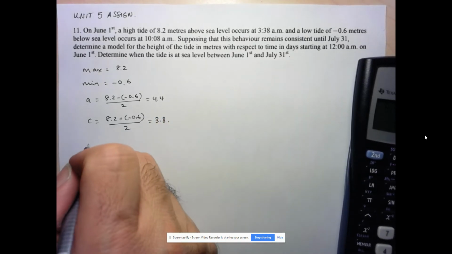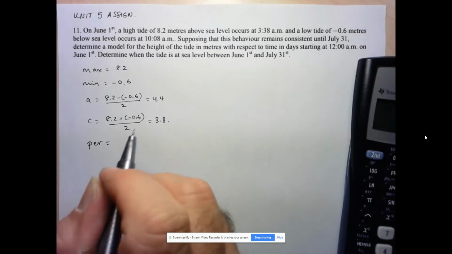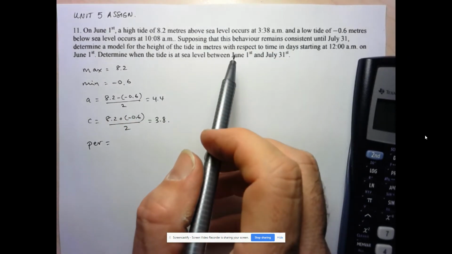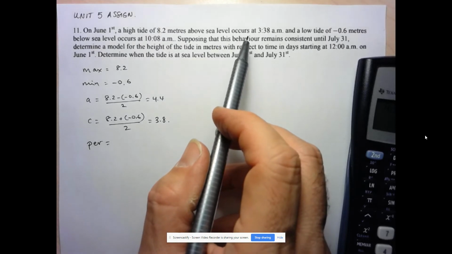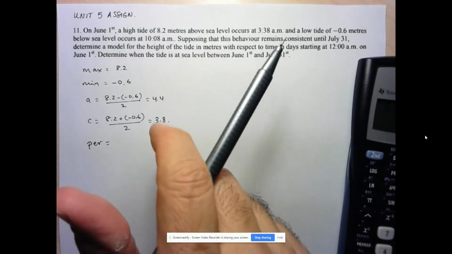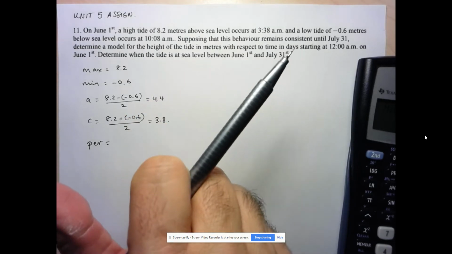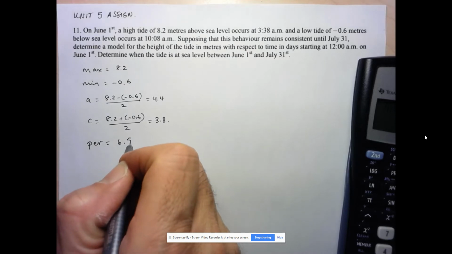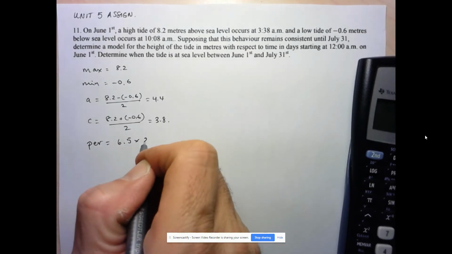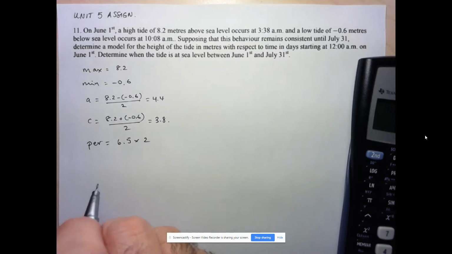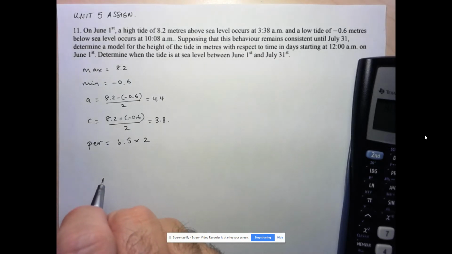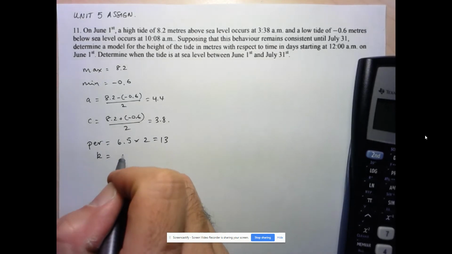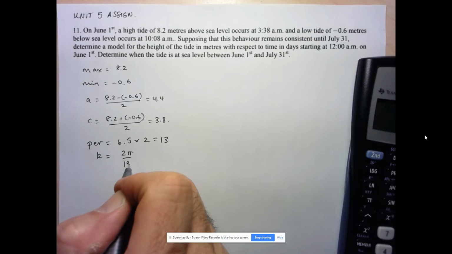All right, so let's determine the period here. Remember, what we're given is from the max to the min, so that just represents half a period. So 3:38 to 10:08, so 3, 4, 5, 6, 7, 8, 9, that's 6 hours plus another half an hour. So 6.5 hours, but of course we want to multiply that by 2, since that 6.5 hours only represents half of the period. So that's going to be 13. That means our K value is just going to be 2 pi over 13.